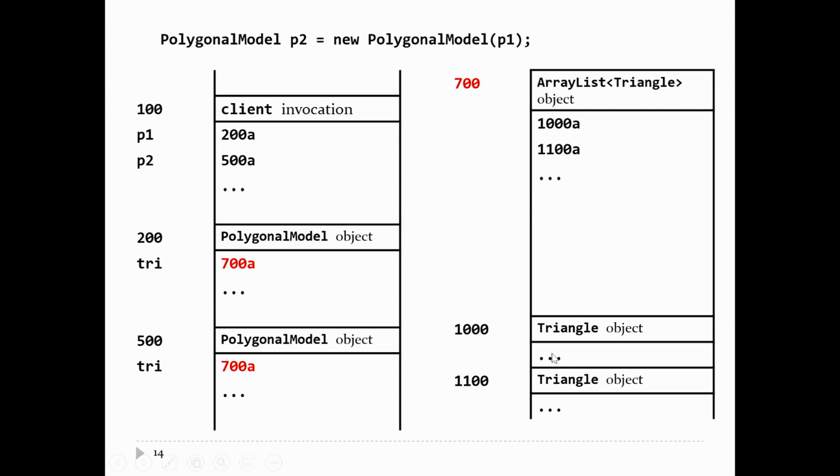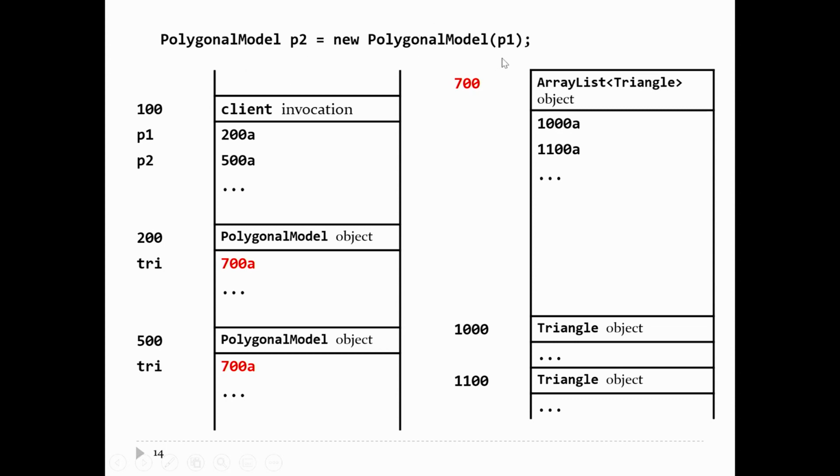And you can keep on going. So notice that every time you have a reference to something, there's my reference to the model. That thing might have a reference in it, so there's my reference to the list. That thing might have a reference in it, so there's my reference to the triangle. What's in here? More references, references to 3 points.